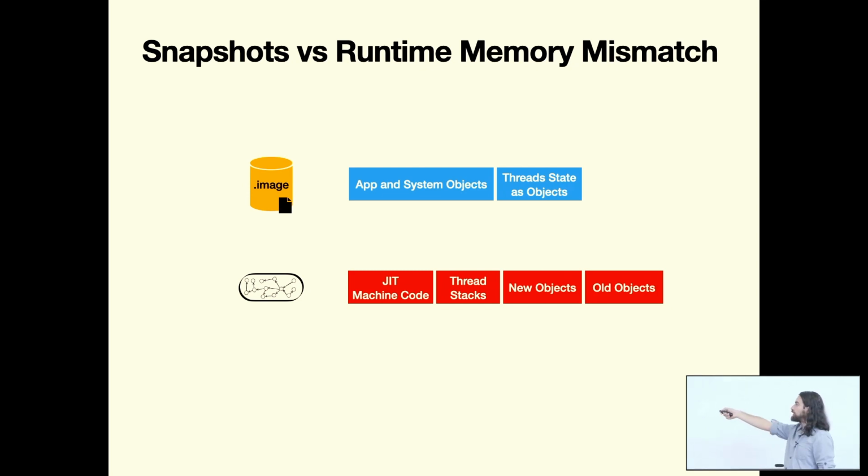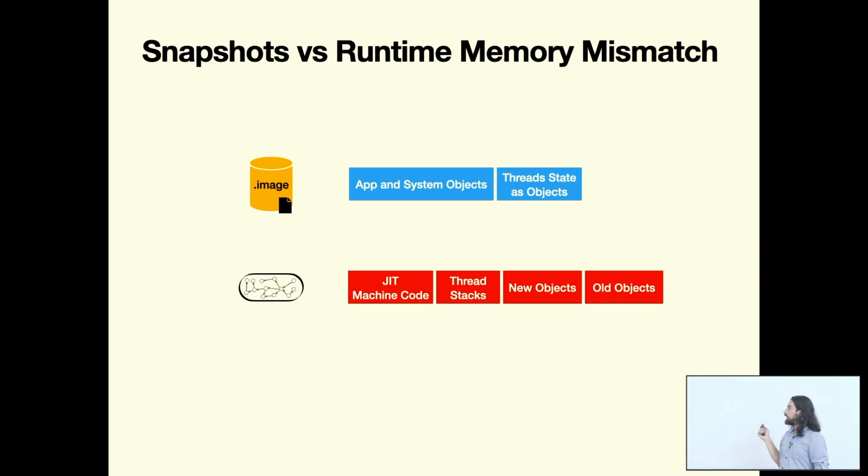Now, when the virtual machine is running, you have several pieces of memory, segments of memory. You have one piece of memory that has the JIT compiled code. You have a piece of memory where you have the stack, so this is the stack memory. Then you have the heap, where you have new objects and the old objects and several generations there.